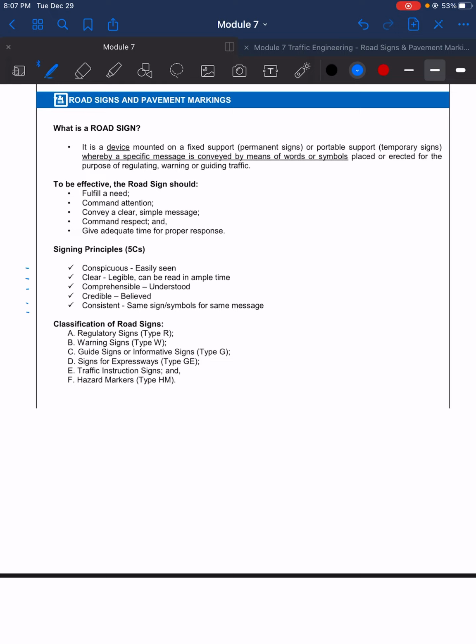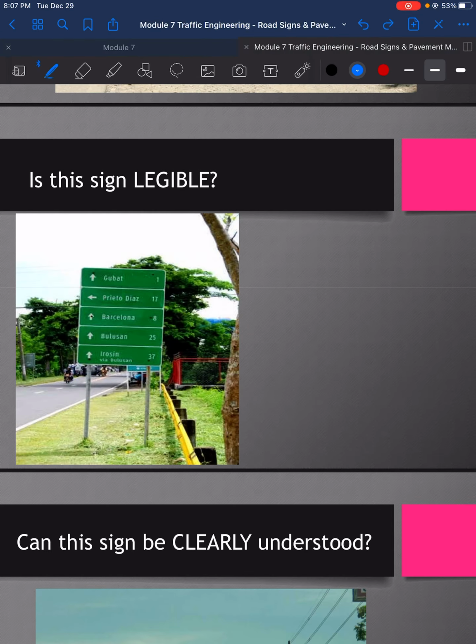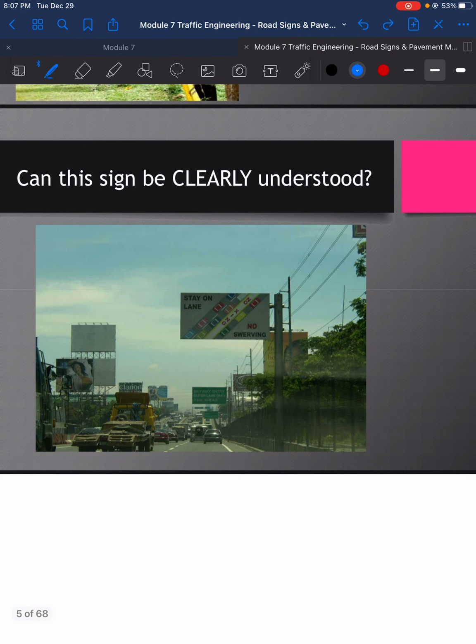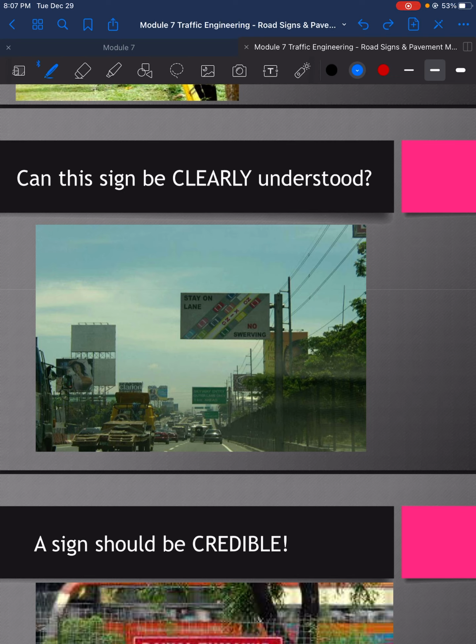Number 3, a road sign should be comprehensible or understood. Can this sign be clearly understood? So, habang nagde-drive ka sa kalsada, makikita mo itong road sign na to, well, mapagkakamalan mo siyang parang advertisement lang, kasi hindi naman yan yung standard talaga na road sign ilalagay dyan. So, magpapatingin ka na lang, ay, oh, may message pala, hindi pwede yung ganito, hindi pwede yung ganyan. Kasi mukha naman siyang advertisement dito.